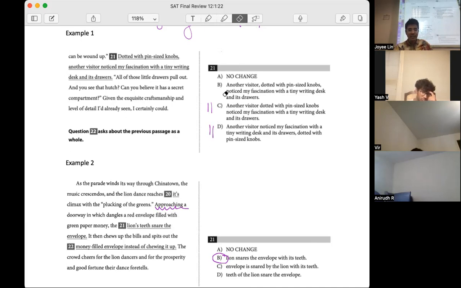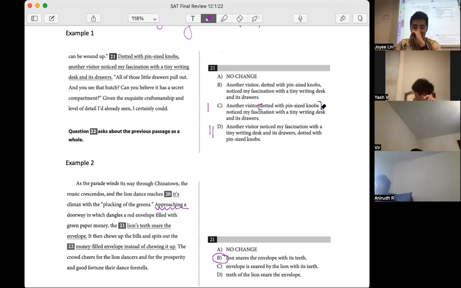What's the dotted thing? Is it the drawer? What was dotted with the knobs? It was the drawers, right? Yeah, I don't think there'd be a bunch of knobs on a human. Well, yeah. You never know.